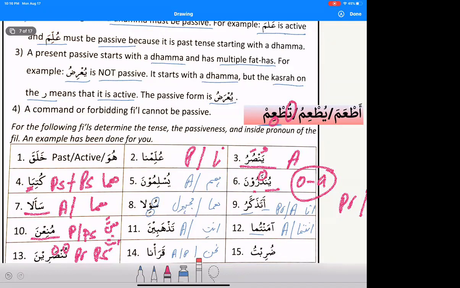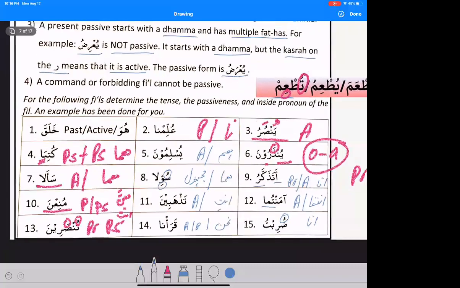Now, duriptu. Past passive, because the U and E sound is giving away that this is passive. And this pronoun is Ana, yes, it is Ana.